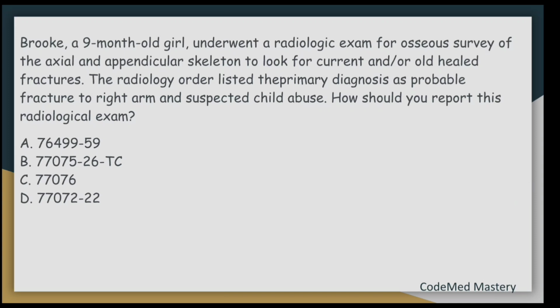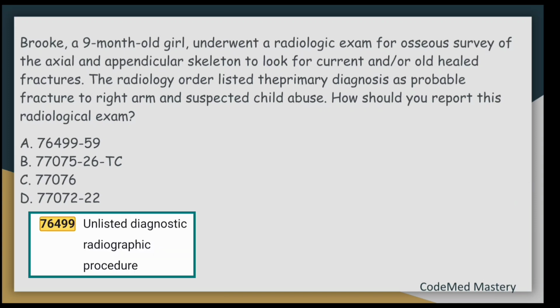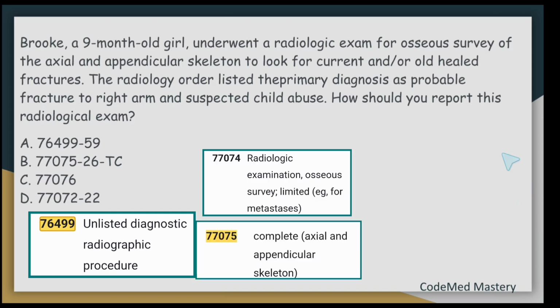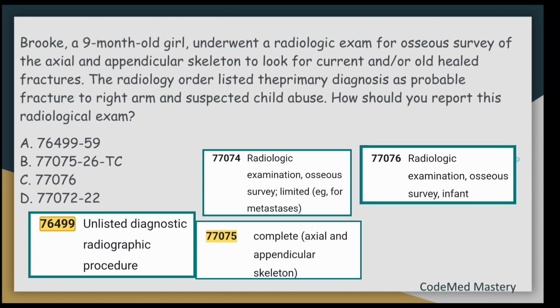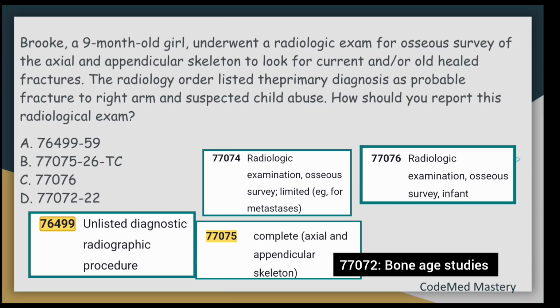Option A, 76499, is for unlisted diagnostic radiographic procedure. Option B, 77075, is for radiologic examination osseous survey complete axial and appendicular skeleton. Option C, 77076, is for radiologic examination osseous survey infant. And option D, 77072, is for bone age studies. So which among these four codes is the right one?